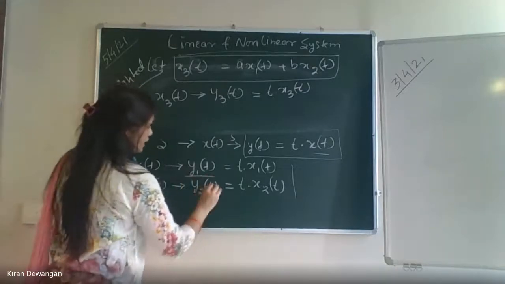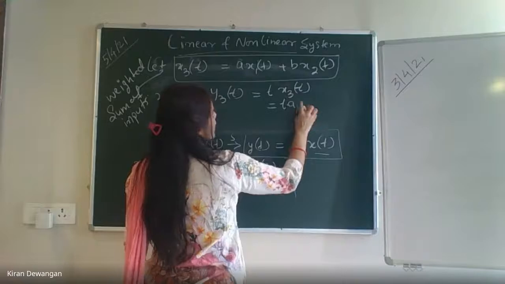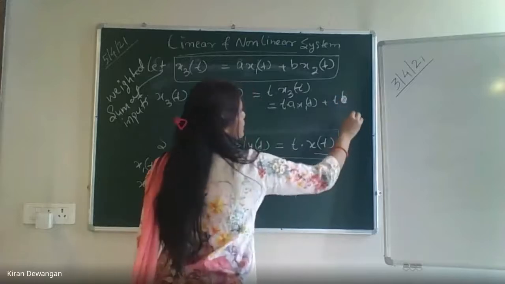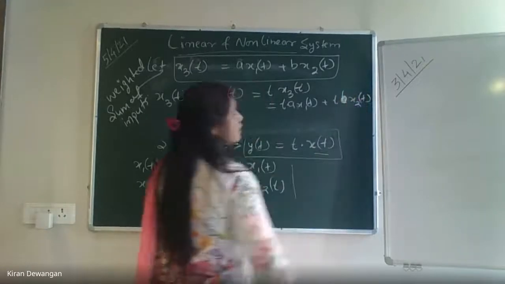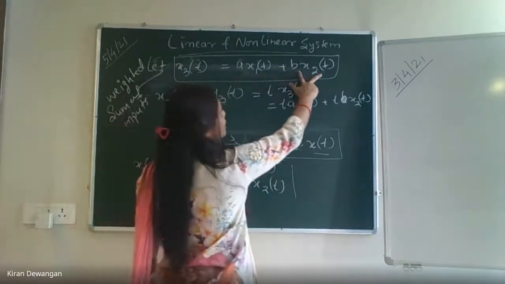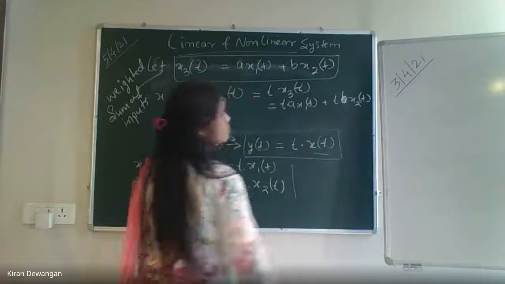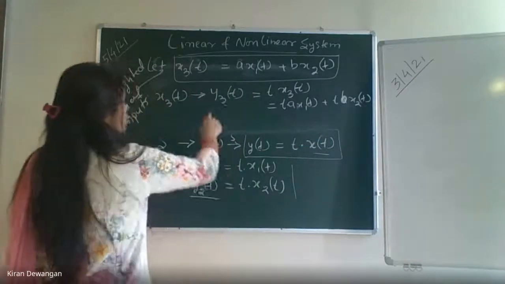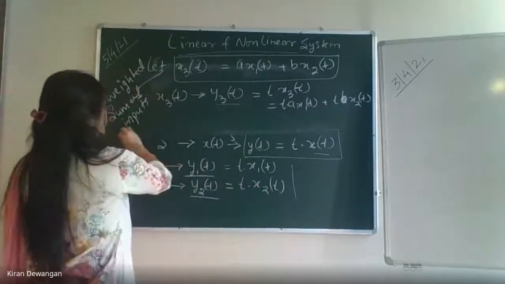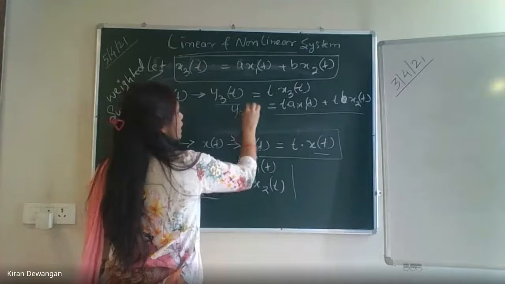Now, these are my outputs, y1(t) and y2(t). t times x3(t) will be what? t times a x1(t) plus t times b x2(t). Clear? t gets multiplied here also. So t times a x1(t) plus t times b x2(t) is going to be my output. That is y3(t), due to the weighted sum of input. So this is what I get as an output. This is my y3(t).